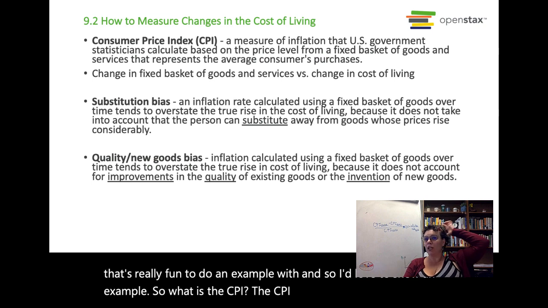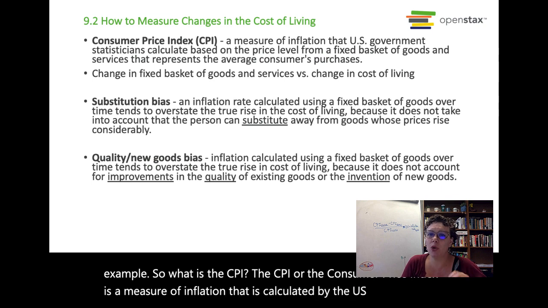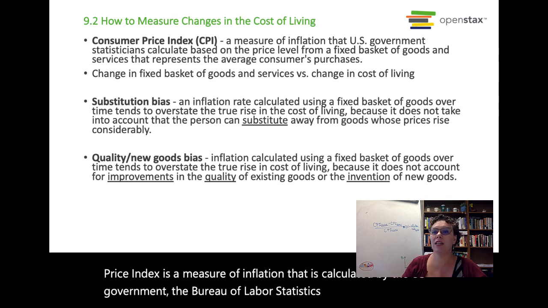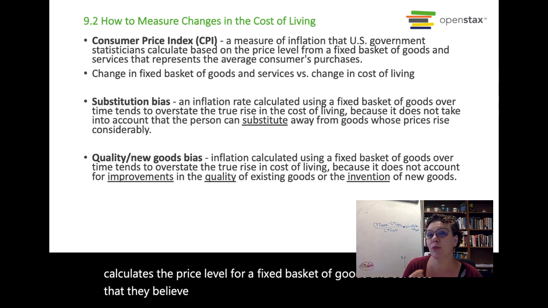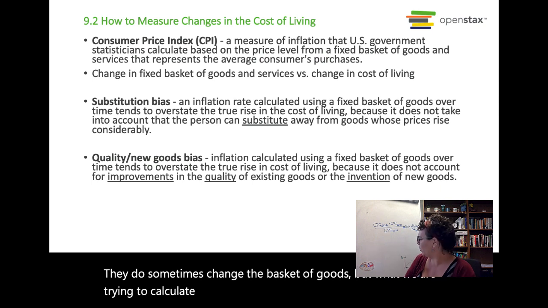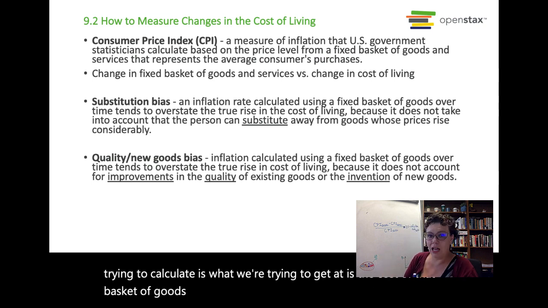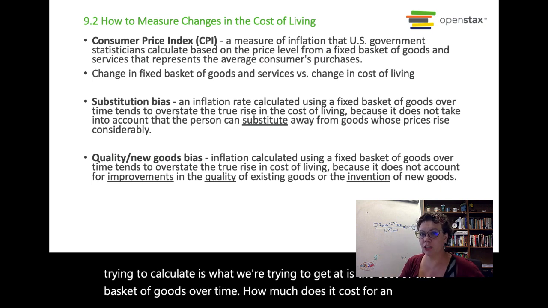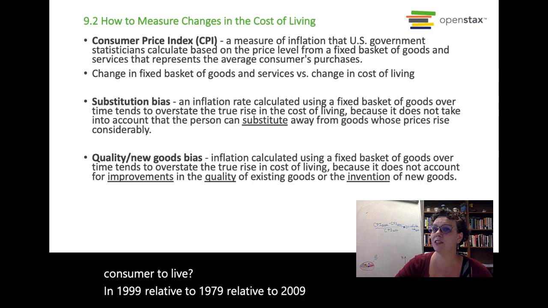So what is the CPI? The CPI, or the Consumer Price Index, is a measure of inflation that is calculated by the U.S. government. The Bureau of Labor Statistics goes out and calculates the price level for a fixed basket of goods and services that they believe represents a consumer's purchases. They do sometimes change the basket of goods, but what we're trying to get at is the cost of that basket of goods over time. How much does it cost for an average consumer to live in 1999 relative to 1979, relative to 2009, relative to 2029, right?